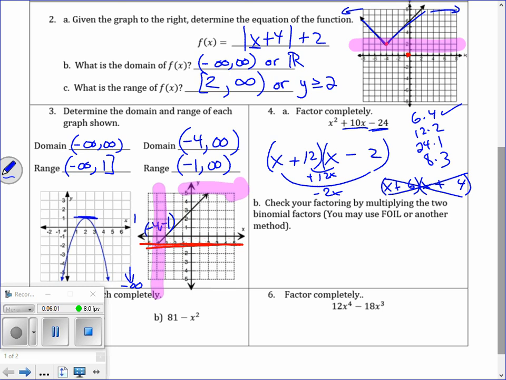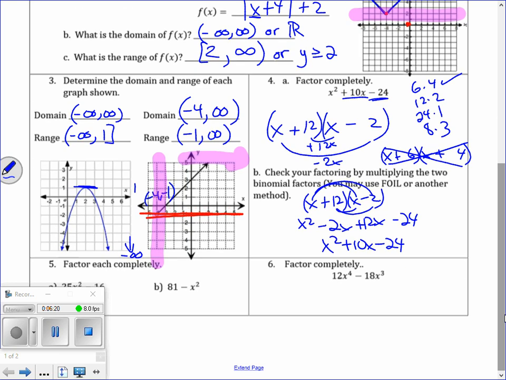All right, check my factoring. So x plus 12 and x minus 2. So here, x times x is x squared. X times negative 2 is negative 2x. Here, plus 12x. And here, minus 24. So of course, x squared plus 10x minus 24.